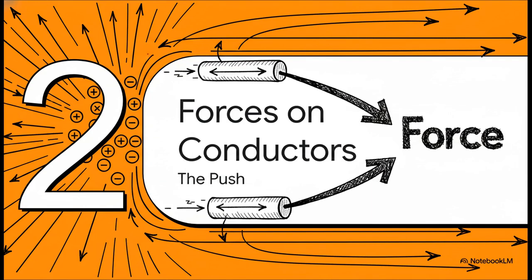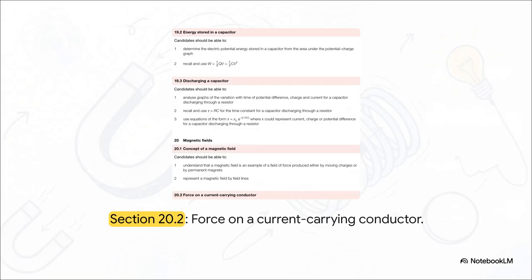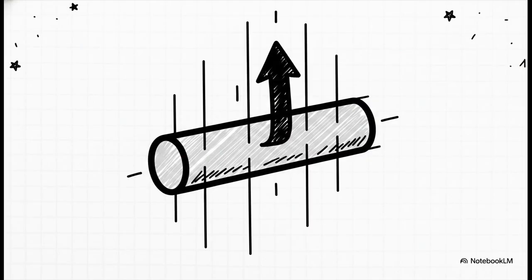Moving on to Section 2, Forces on Current-Carrying Conductors, the push. So, we know charges create fields, but what happens when we place a wire full of those moving charges directly into an existing magnetic field? Well, an actual physical force acts on that conductor. The invisible field interacts with the moving charges zooming through the wire, and it results in a literal, tangible push. To actually calculate that push, we rely on a completely crucial equation, F equals BIL sine theta.